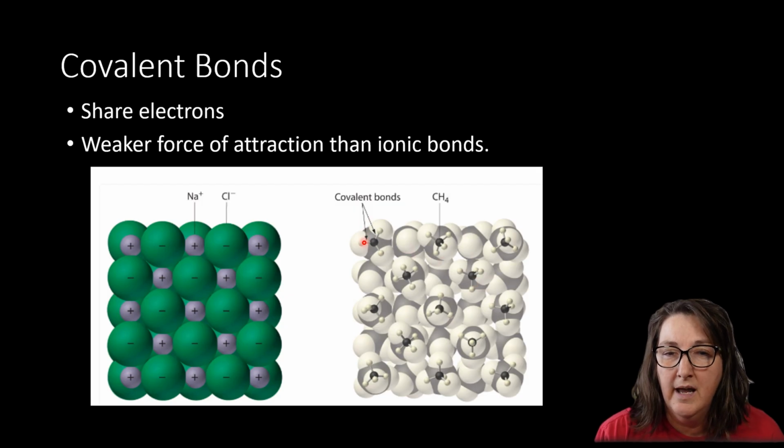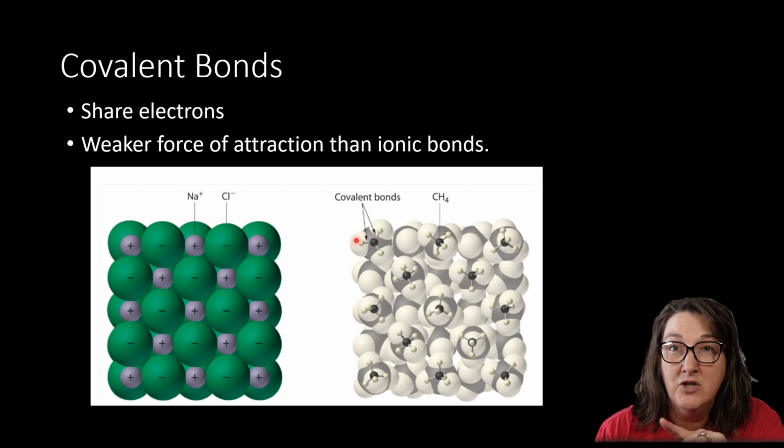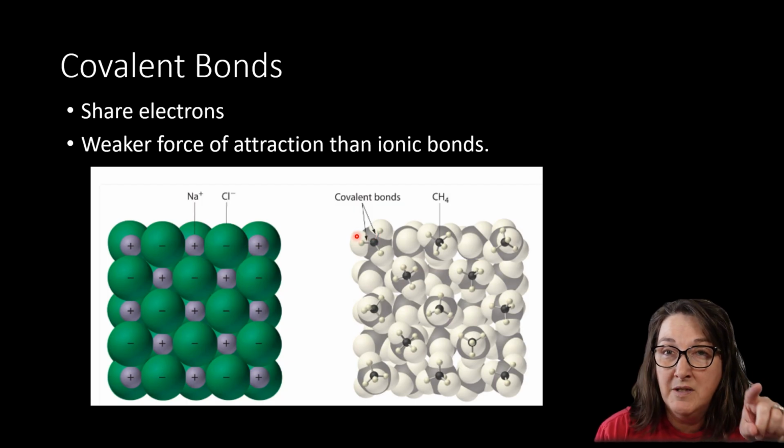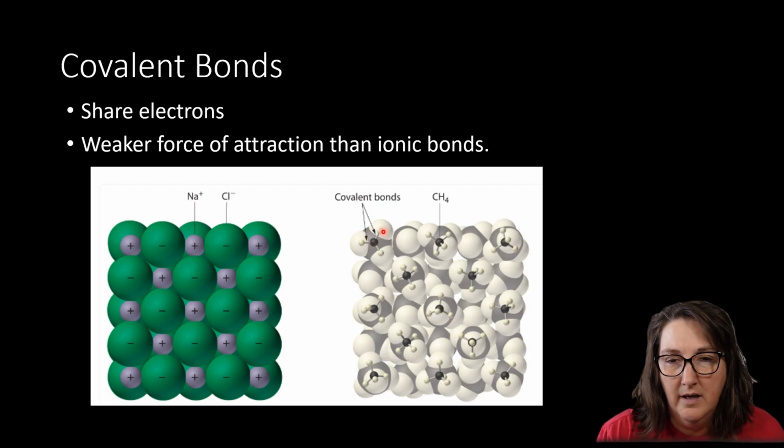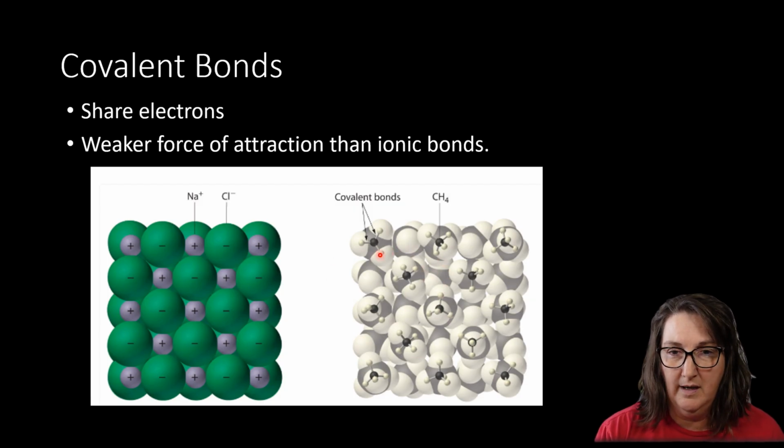Covalents are a little different because with ionics, these charges stay the same. But in covalents, remember, they share. So hydrogen would have some every once in a while, oxygen would have some every once in a while. Since they're going back and forth, that charge is flipping and changing. So it's not as strong as an ionic bond. These covalent bonds are not as strong as an ionic, so they're a little bit more able to move and break down.